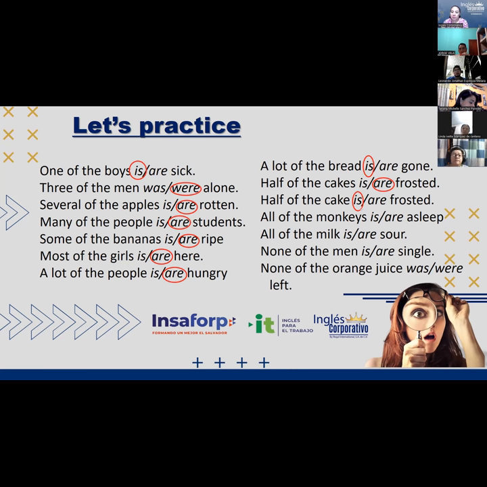All of the monkeys are asleep because all, right, plural. All of the milk is sour. Milk is uncountable, right? So we're always going to use the singular form. None of the men is single. None of the men are single. None of the shoes was left. Because orange juice is uncountable. Mm-hmm. All right. Okay, there you go.